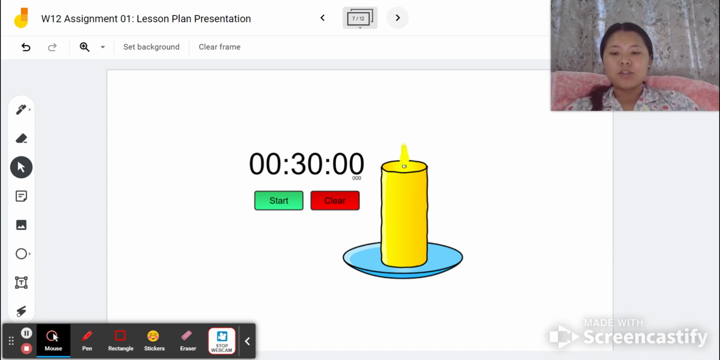By starting a stopwatch or timer, pressure is increased and students are encouraged to concentrate and work hard to finish their work on time.